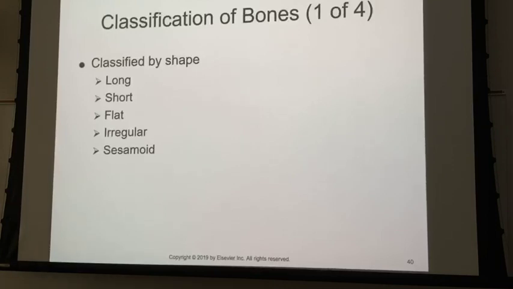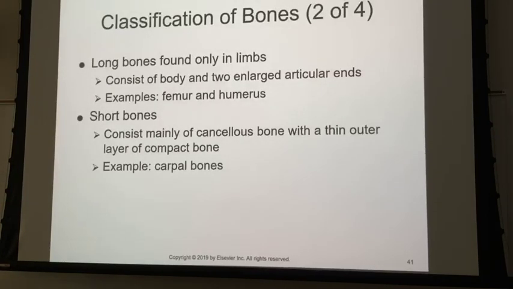That's why we call them sesamoid bones. So long bones are found only in the limbs, and they consist of the body and two articular ends. And articulation is communication, right? So articulation, you speak to somebody, you're articulating words to them, and articulation here is communication. That's all it is. So they've got two articular ends.